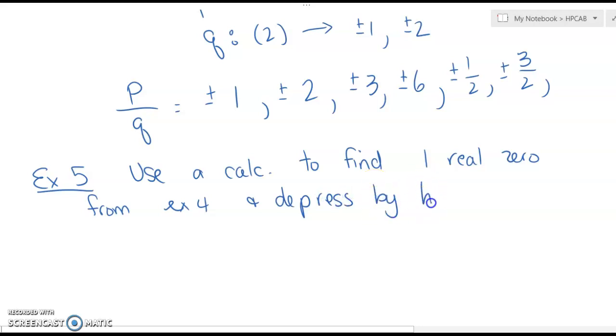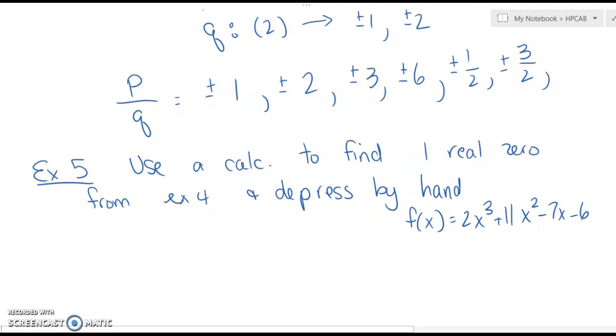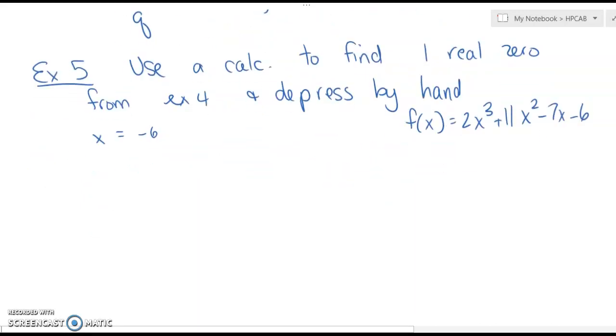Okay, so I'm going to skip the calculator part, but you can use your calculator to graph it, and you can see, let me write the function again. You got f of x equals 2x cubed plus 11x squared minus 7x minus 6. You can graph it on your calculator and see where it crosses the x-axis. The one place where it's going to cross is at x equals -6. All right, that's like a nice place where it crosses. So that's the one we're going to use. So again, you'd use your calculator to do that.